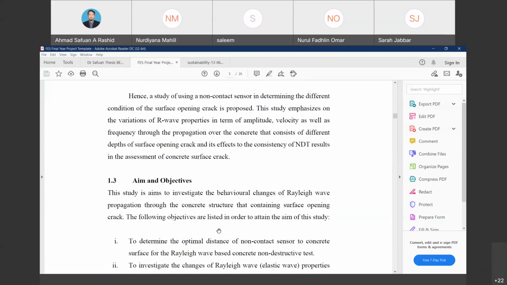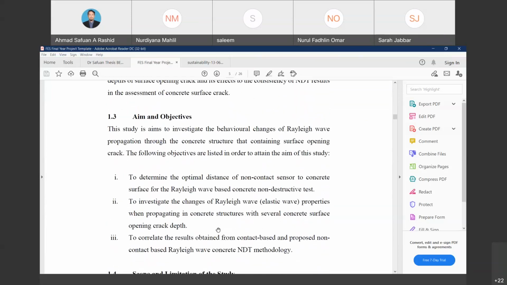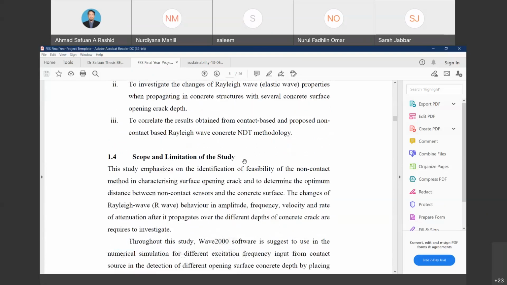So then the objective, the terms or the statement that you normally use to determine, to correlate, to investigate. So that is accepted. So we need to have a general aim. The study is aimed to investigate the behavior. The following objectives are listed in order to meet the aim of the study. So these are the three objectives. Minimum two or three is okay, not more than three for your master project. Then scope and limitation.